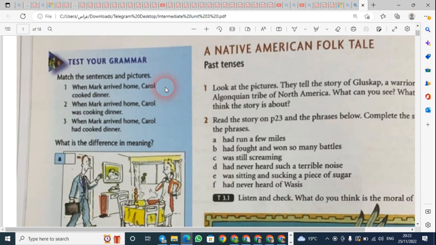If we have an action taking place or progressing at the same time, before and even after it, or probably after it, we will express it in the past continuous. If we have an action that happened before that, we will express it in the past perfect. So, when Mark arrived home, Carol cooked dinner.